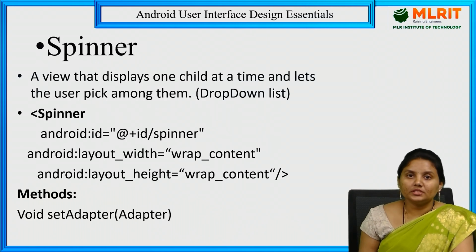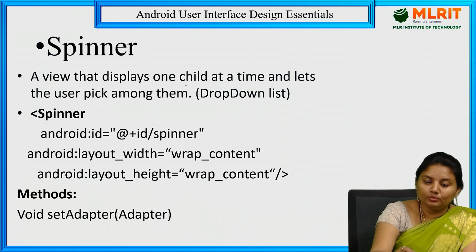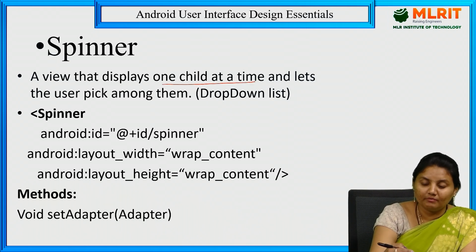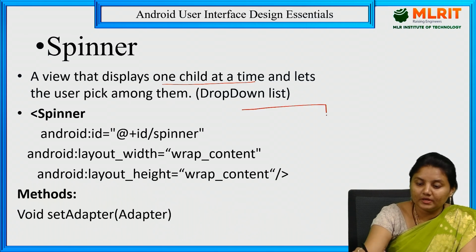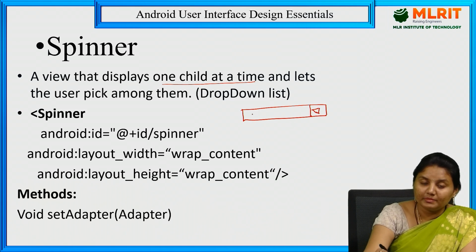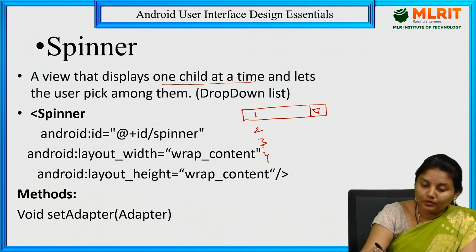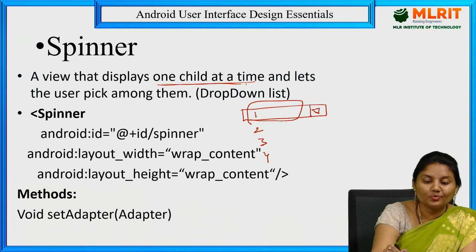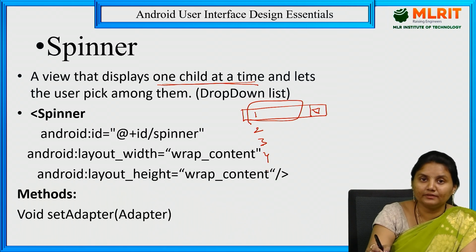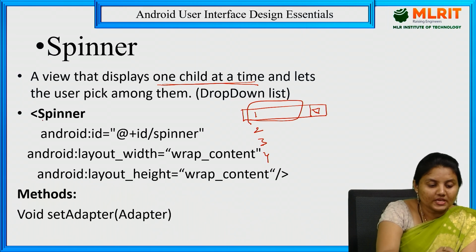So how to use a spinner? A view that displays one child at a time. A view that displays only one child at a time when you have multiple children, and lets the user pick among them. That is whatever I have told you. There is a drop down list. So you have a drop down here and you have multiple options here, say 1, 2, 3, 4. But among all the 4, how many can be visible at a time? Only 1. So that is what displays one child at a time means. Among the given n number of items, only one item is displayed. So that is the spinner.